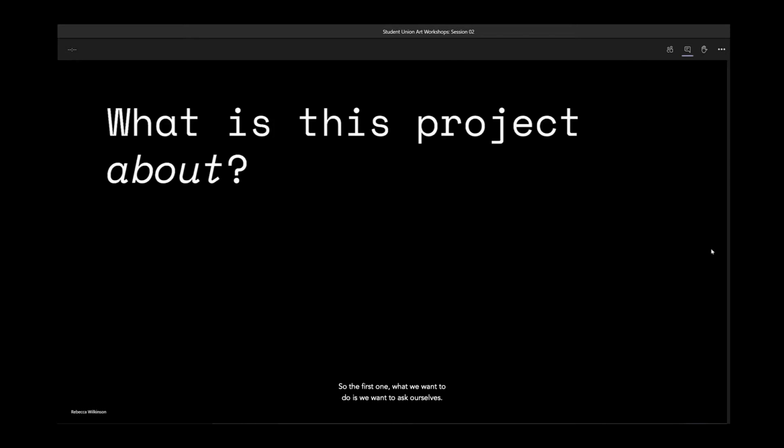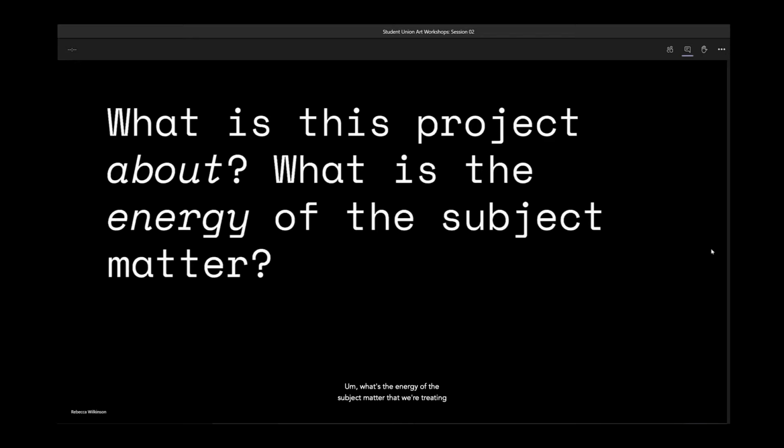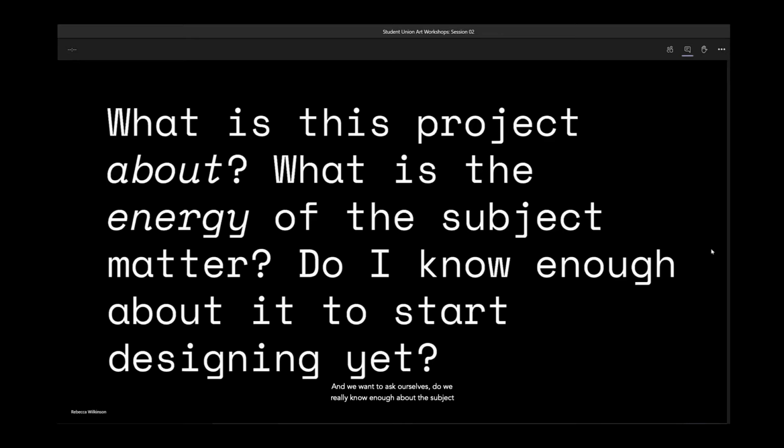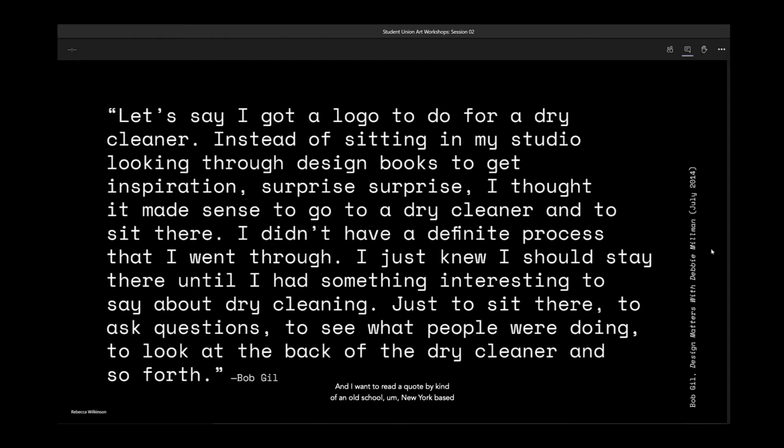So the first thing we want to do is ask ourselves what our project's about. What's the energy of the subject matter that we're dealing with? And do we really know enough about the subject matter to start designing it yet? I want to read a quote by an old school New York-based graphic designer that I really like. He was really pragmatic. I heard him say this in an interview on Design Matters with Debbie Millman a few years ago. I'll just read it out to you. Imagine this with a super intense New York accent.